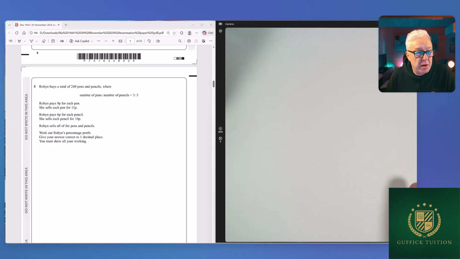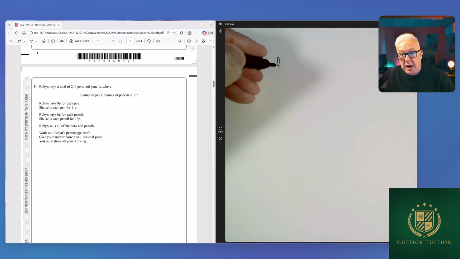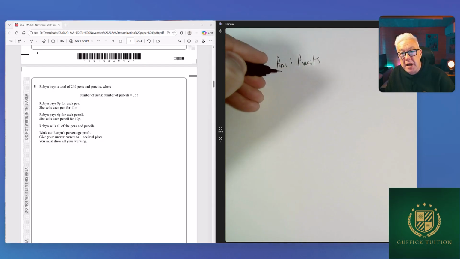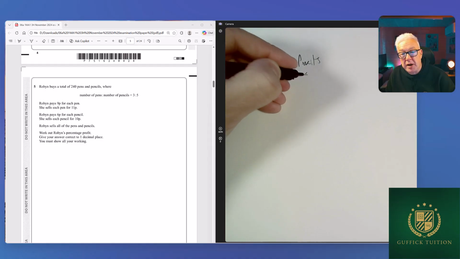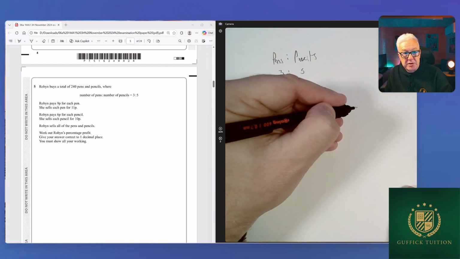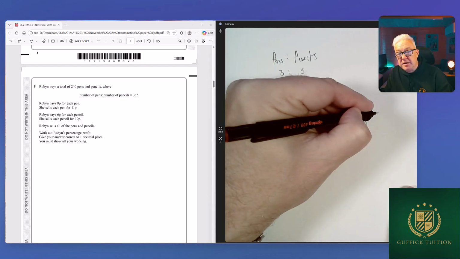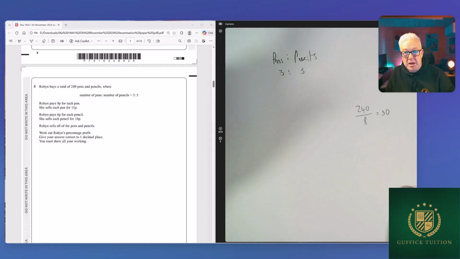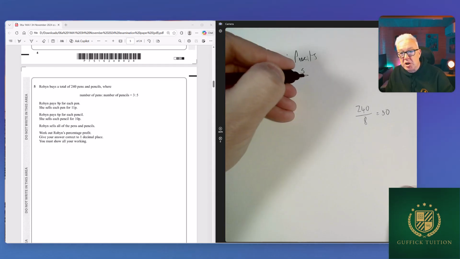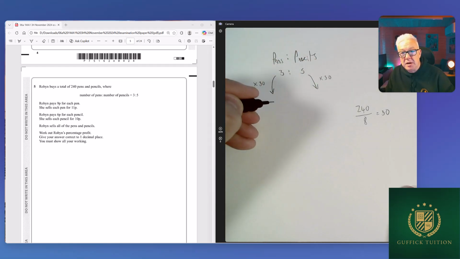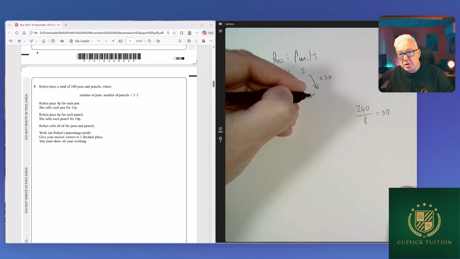Right, question 5. Robin buys a total of 240 pens and pencils, where the number of pens to the number of pencils is in the ratio 3 to 5. So we have here pens, and we have here pencils, and they are in the ratio 3 to 5. So step 1 is let's work out how many pens and pencils we've actually got. So 240, now 3 add 5 is 8, divided by 8 is 30, okay? So therefore each one in this ratio stands for 30. So we need to times both sides by 30 as our first step. So that gives us 90 to 150.